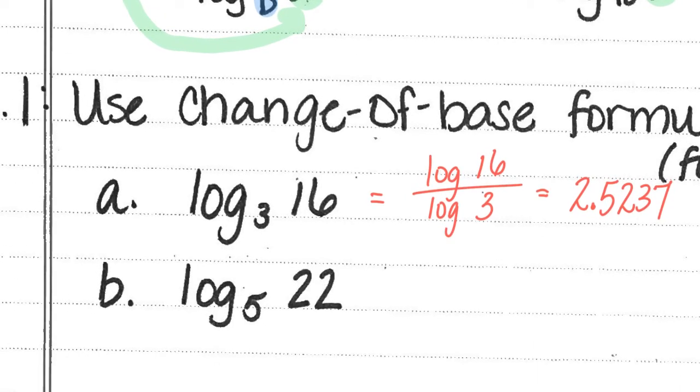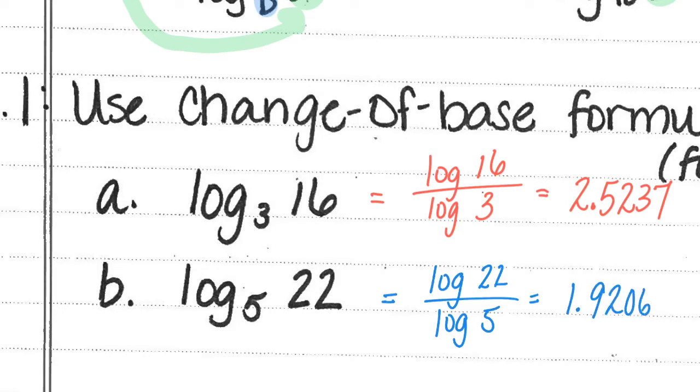The next one says log base 5 of 22. So I'm going to again use my log base 10. So I'm going to use log 22 over log 5. So I can just use my calculator, log 22 divided by log 5, and I get 1.9206.